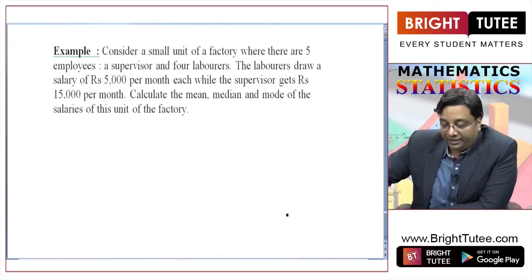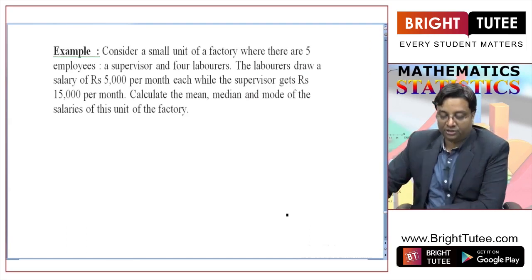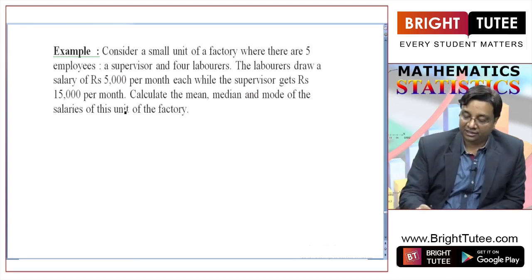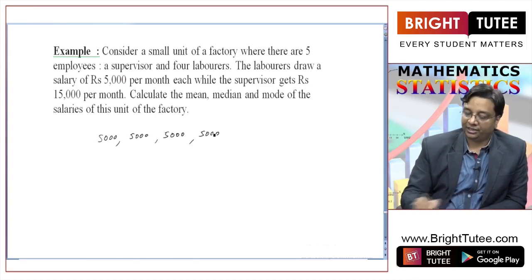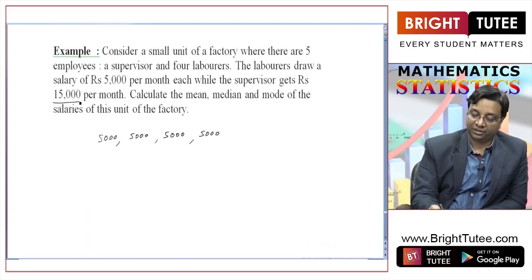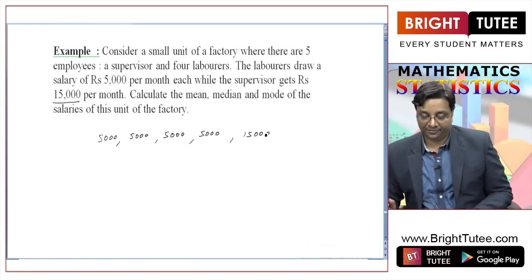Consider a small unit of a factory where there are 5 employees, a supervisor and 4 laborers. The laborers draw a salary of 5,000 per month each while the supervisor gets 15,000 per month. Calculate the mean, median, mode of the salaries of this unit of the factory. To visualize this problem, you can see that 4 laborers are there having 5,000 each as their salaries. So let me write these separately so that you can visualize the problem. And there is one supervisor who has got 15,000 as his salary.